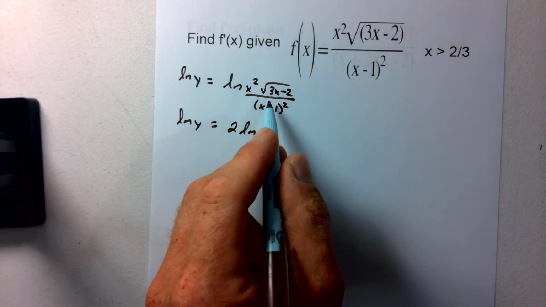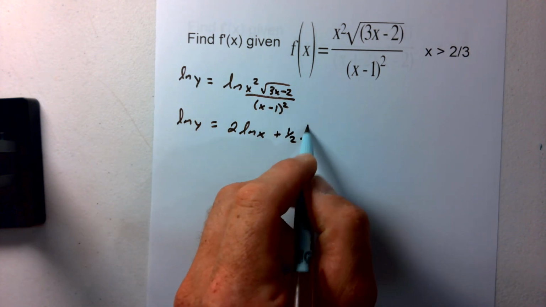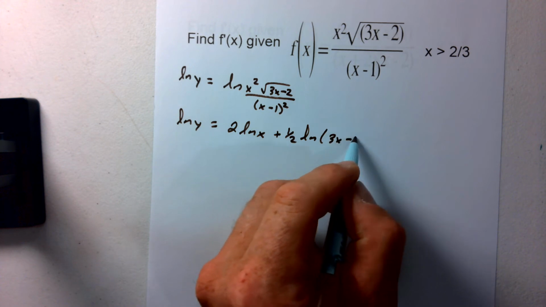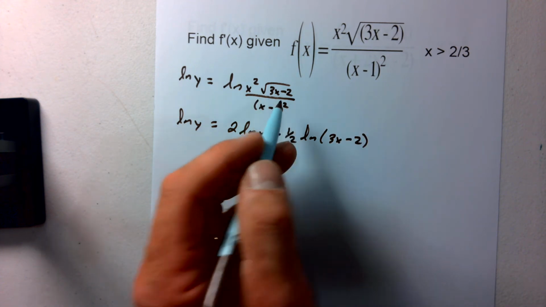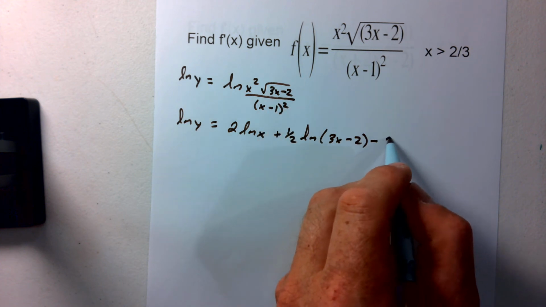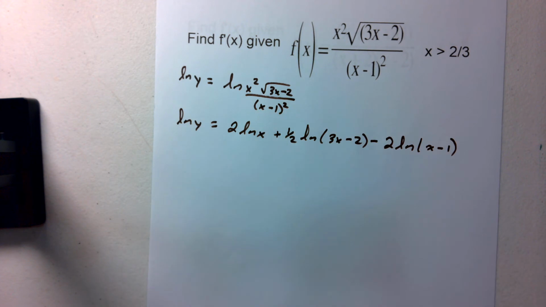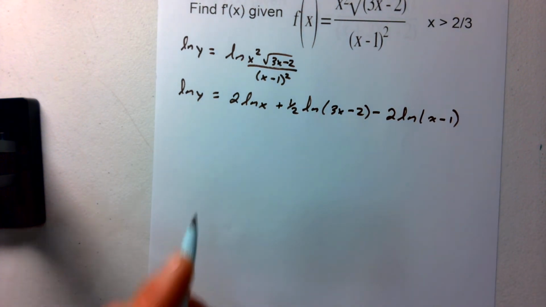I have a multiplication, or if it's in the numerator, it's going to be addition. That radical becomes a half, natural log of 3x minus 2. In our denominator, we're going to show that by a subtraction. We're dividing, so we're going to subtract 2 natural logs of x minus 1. Now we can go ahead and find our derivative.